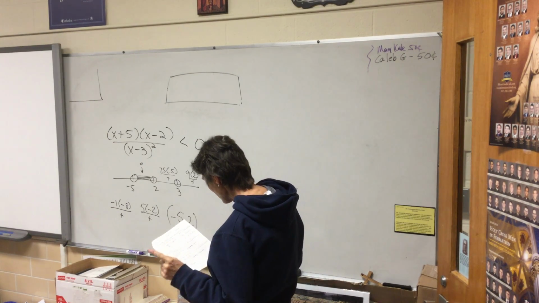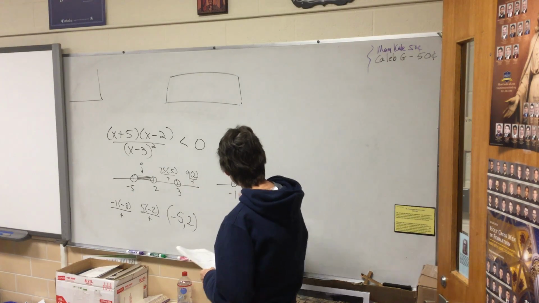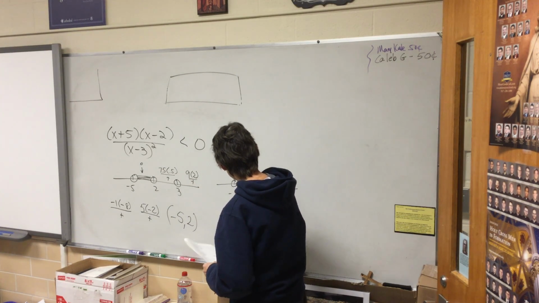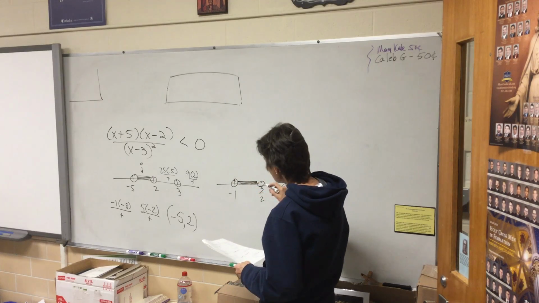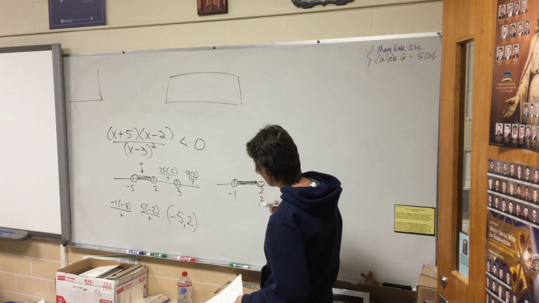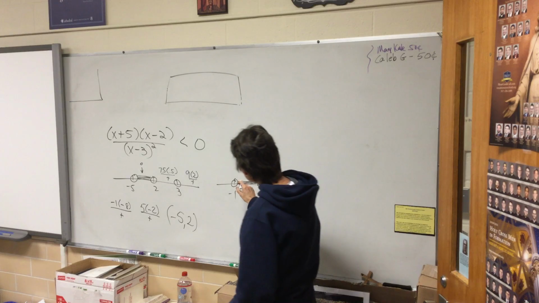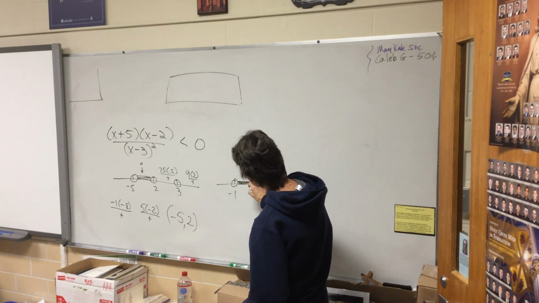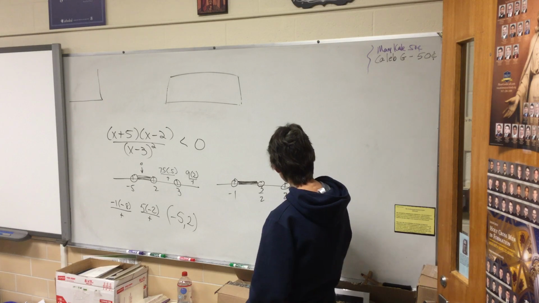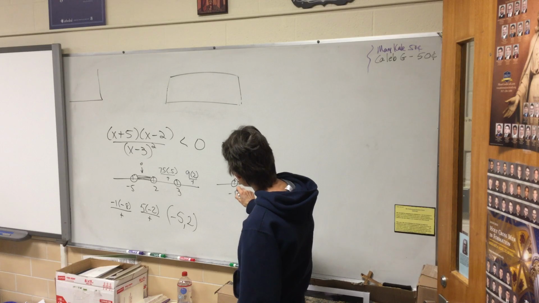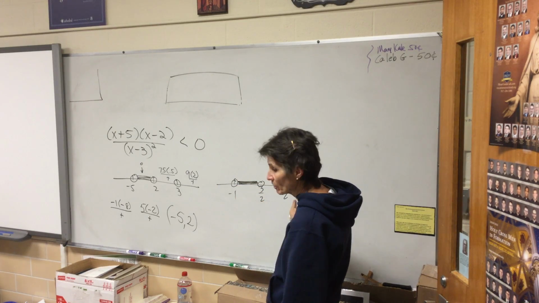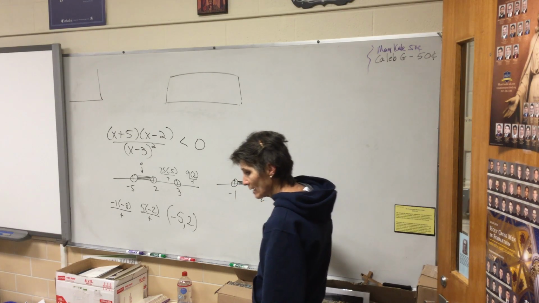You check one region. You said this worked. Since none of your factors are squared, you can just alternate. So if you figured out that that one worked, this will be a no, this will be a no, and this will be a yes. So your answer should be that interval that you said, and also the interval out here.